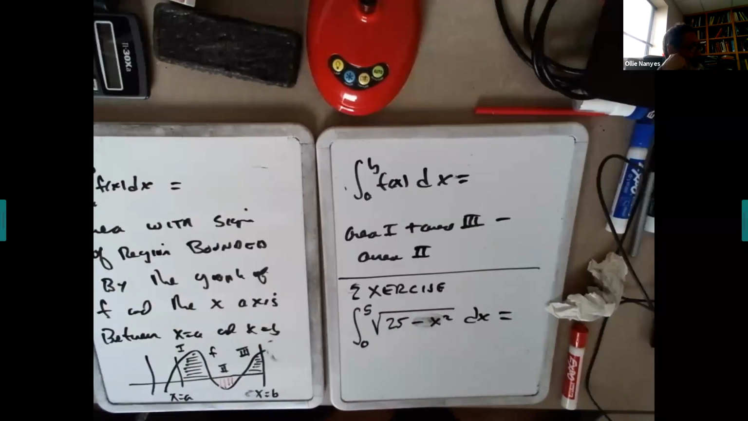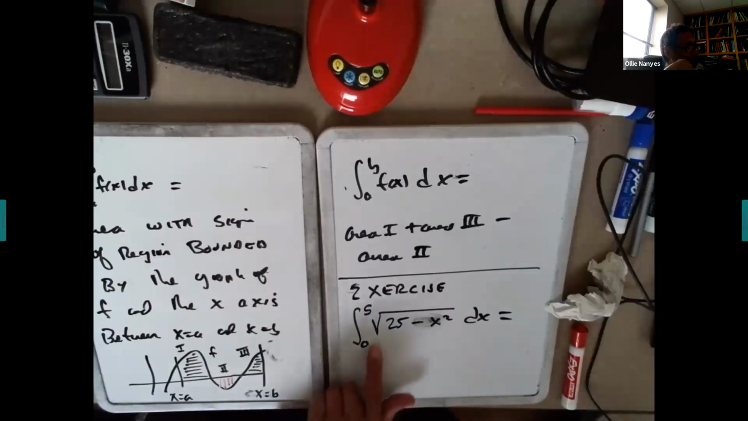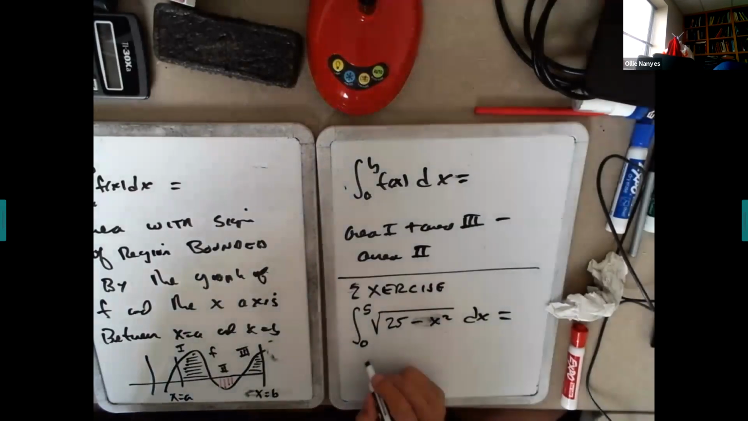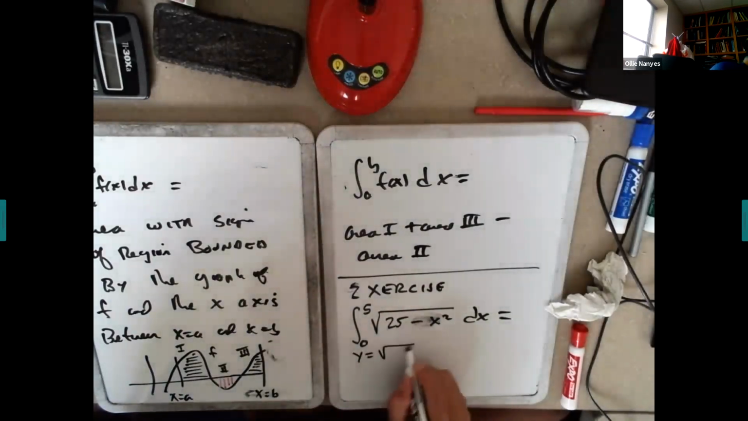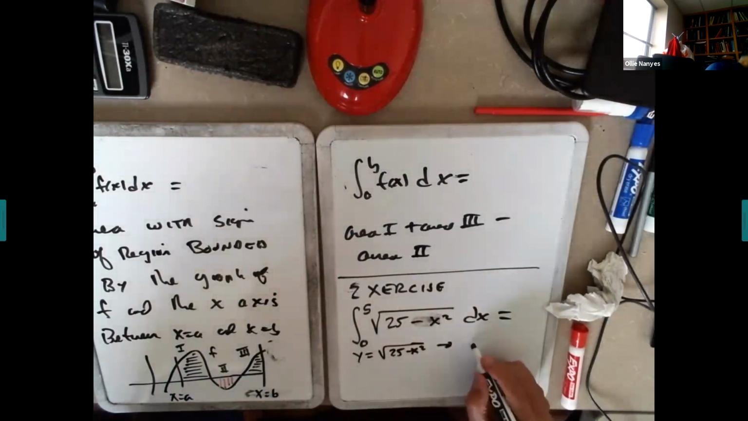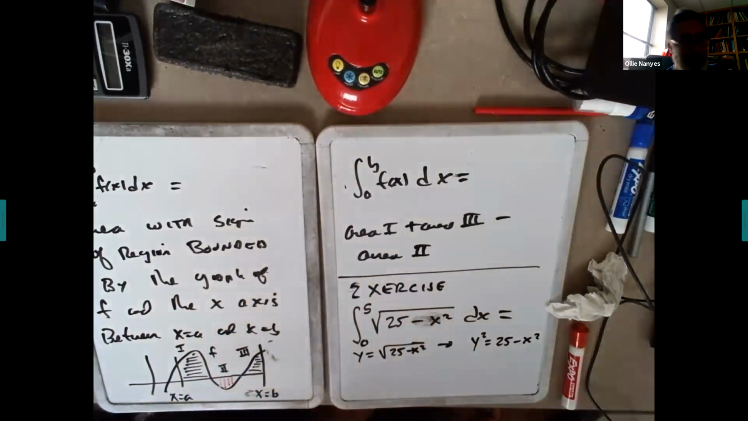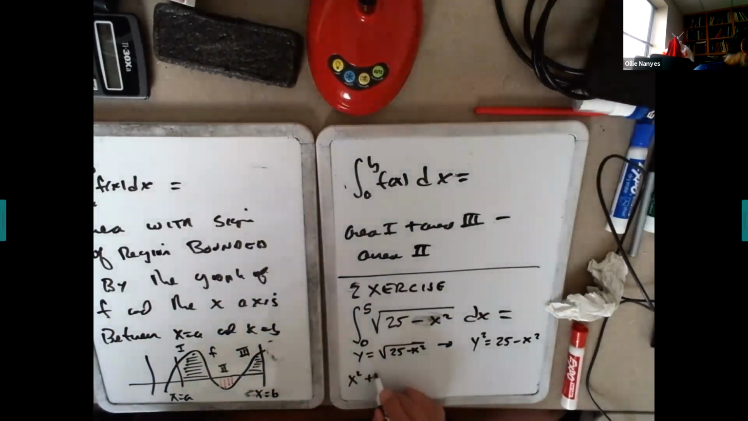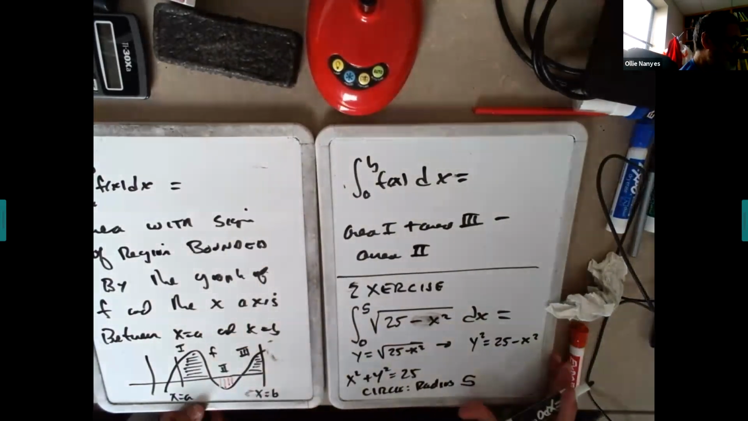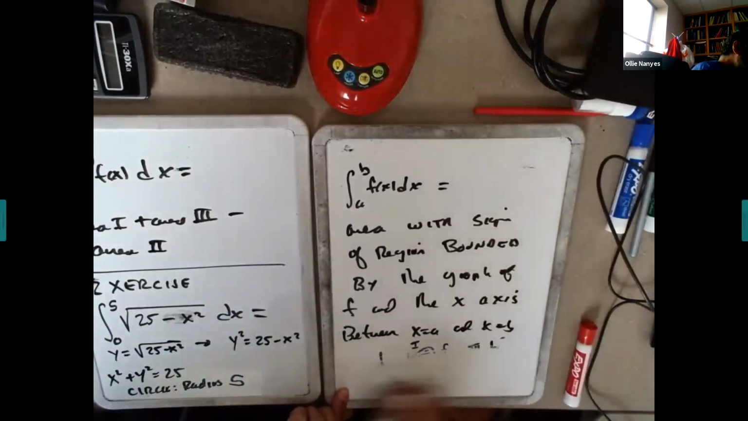Well, let's see. If you look at what we're integrating, let's write this as y. And let's do some algebra. Let's square both sides. And then let's add x squared to both sides. And we see that this is a circle, radius 5. See that? So it's a nice circle of radius 5.